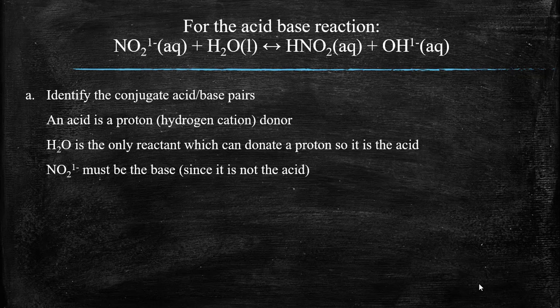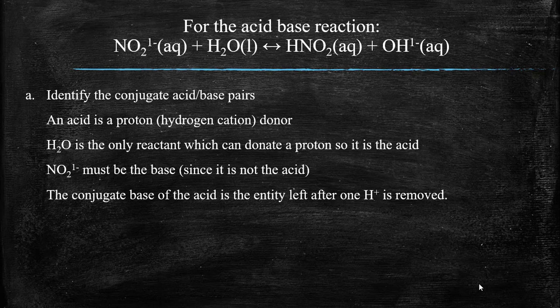must be the acid. Thus, the nitrite ion must be the base, because it's not the acid. The conjugate base of an acid is defined as the particle that is left after the acid has lost one hydrogen. Looking at the products, it's obvious that the hydroxide ion must be the conjugate base of the water.